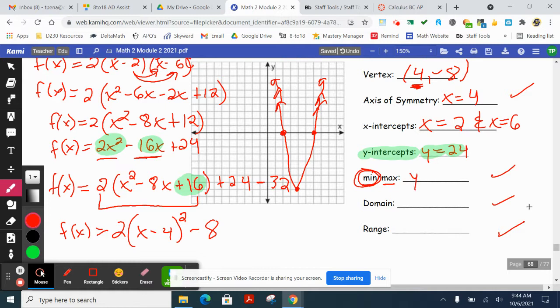And then what you would be expected to do is tell us what the minimum is. So if we look at this dot right here, what is it? Negative what? Good. It's the -8. That's the y coordinate of our vertex. That's the lowest point on this graph.